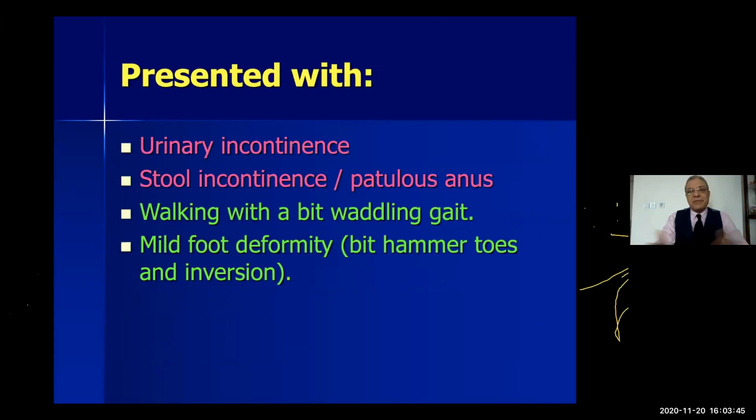So what was the main presentation? The main presentation actually was double sphincteric incontinence. She was having urinary incontinence and fecal incontinence. And on examination, of course, there was a patulous anus. And when we look at her while she was walking, when she came at that time, she was 3 years old, there was definitely a waddling gait. Probably this was due to the proximal weakness rather than to the distal deformity. And there was, of course, mild foot deformity, as I just mentioned, hammer toes and inversion of the foot.